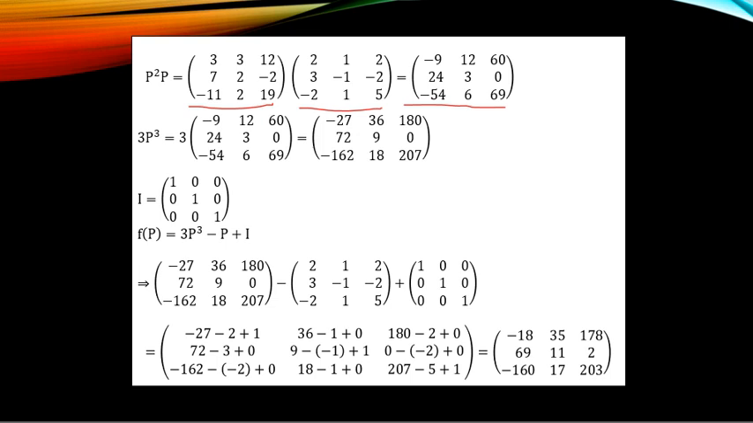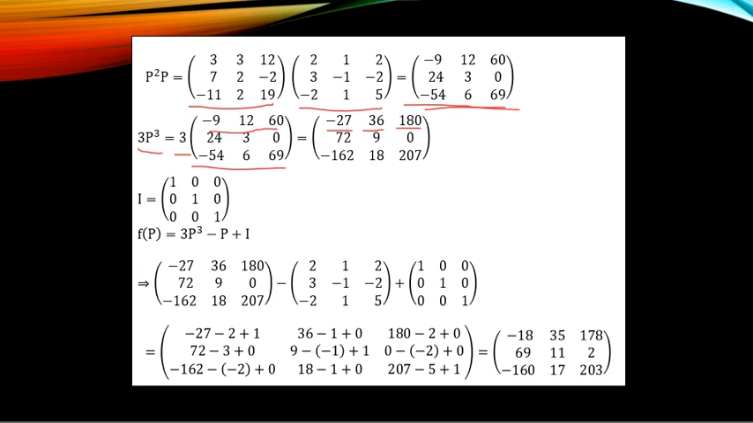This matrix is P cubed. Then you look for 3P cubed, where you multiply matrix P cubed by 3. That is scalar multiplication. 3 multiplies each of the entries. For the first row, 3 times minus 9 is minus 27. 3 times 12, 36. 3 times 60, 180. This is what I did now.